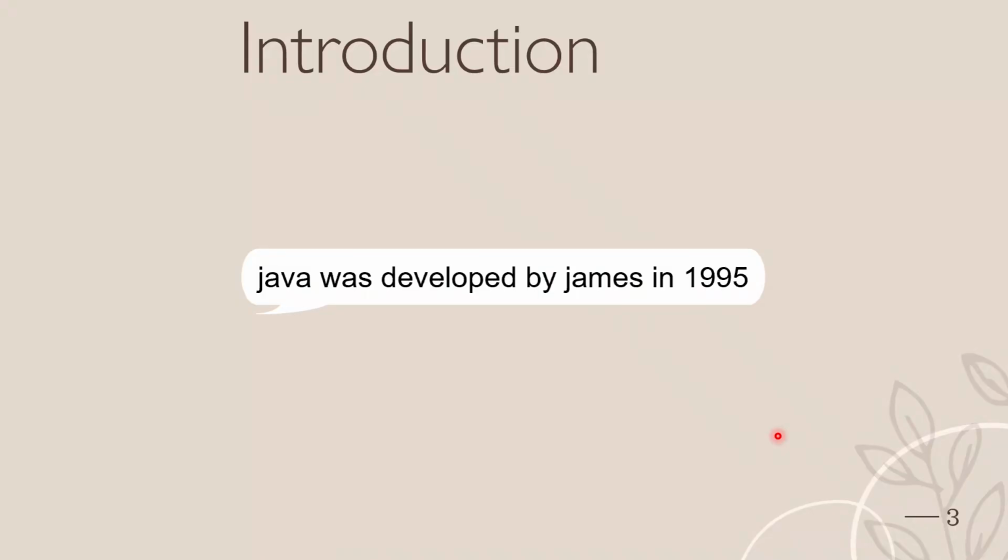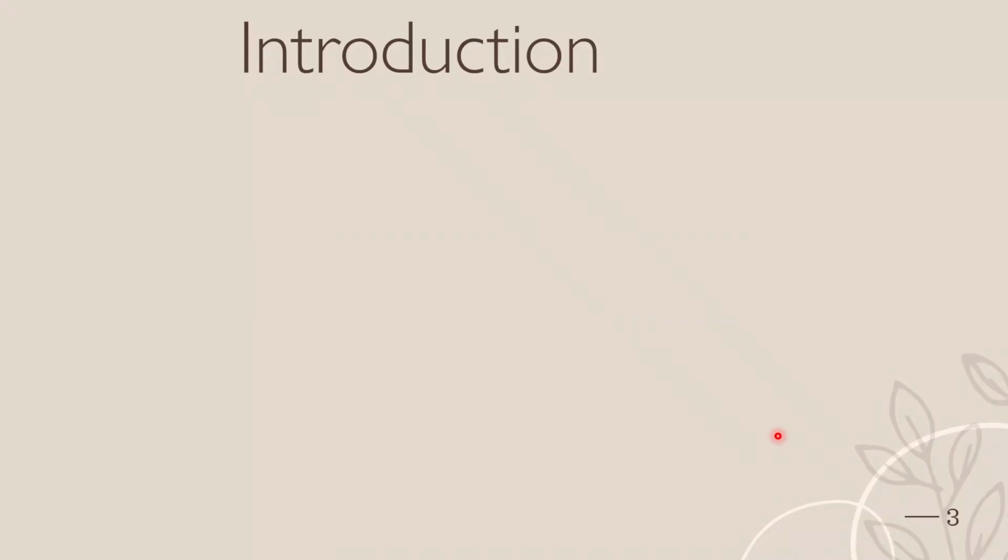Coming to Java, Java was developed by James Gosling in 1995 when he was working in a company, Sun Microsystems. Then in 2008 and 2009, Oracle took over Sun Microsystems. So Java now belongs to Oracle. So this is the basic introduction about the Java programming language. Also, you can see why Java is called a high level programming language.